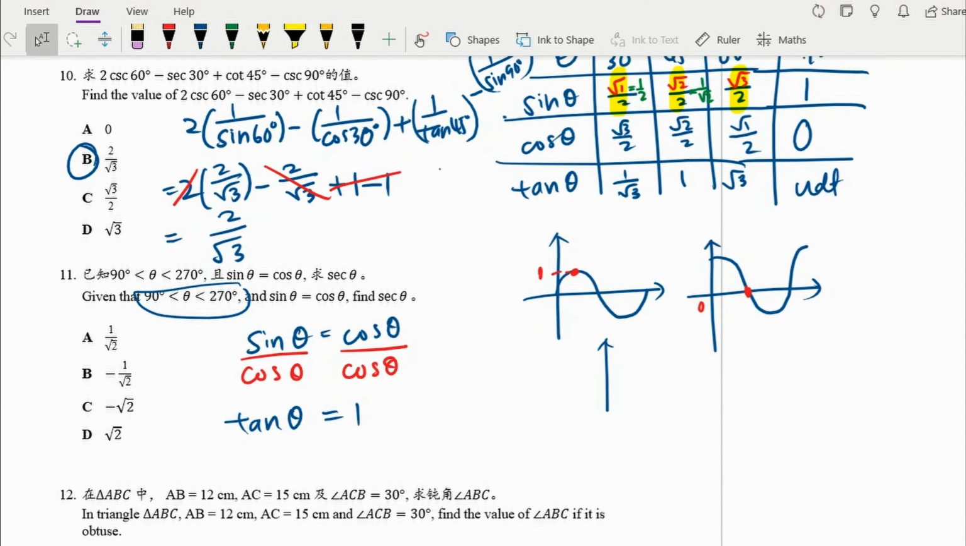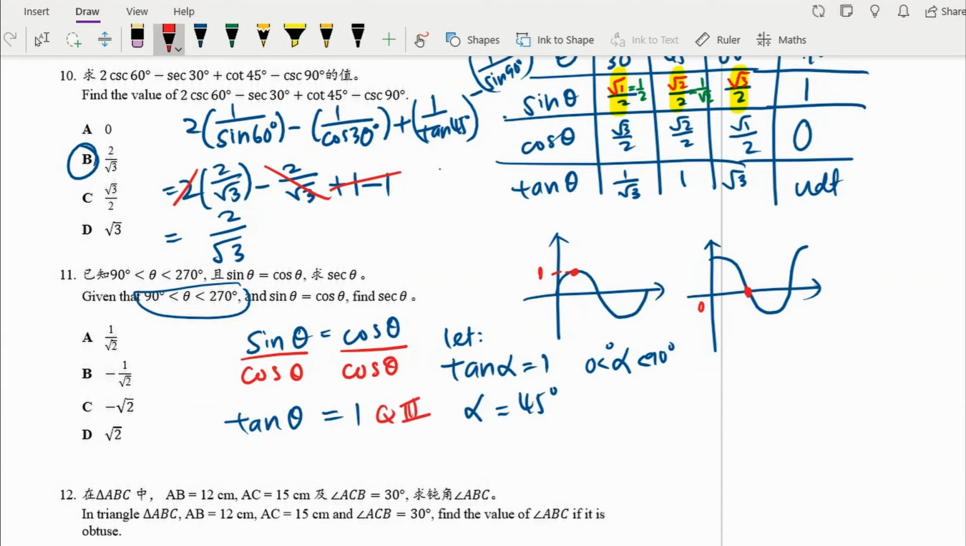But it's in the third quadrant, so why do we do it this way? We use the reference angle. We let tangent alpha equal 1, where alpha is in the first quadrant, between 0 and 90. So alpha should be 45 degrees. Now I want the answer in the third quadrant, so the corresponding angle for theta should be 180 degrees plus 45 degrees, which is 225 degrees.